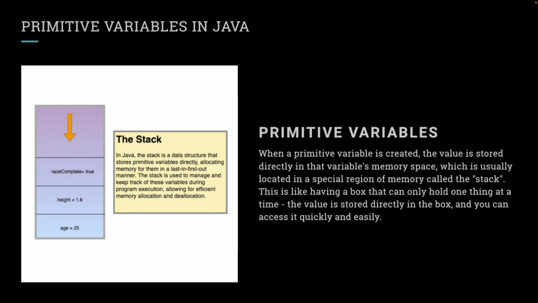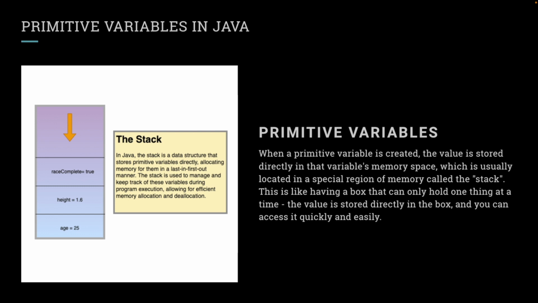So you can see in our stack, we have a hypothetical set of values. We have raceComplete, which is a Boolean value equal to true. We have height, which is a floating point value equal to 1.6, and I'm referring to 1.6 meters. And then we have age, which is 25.